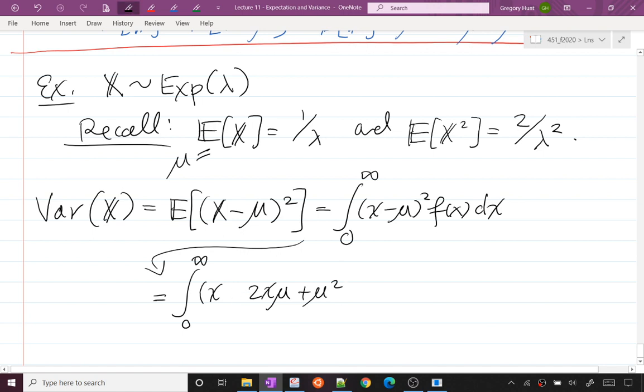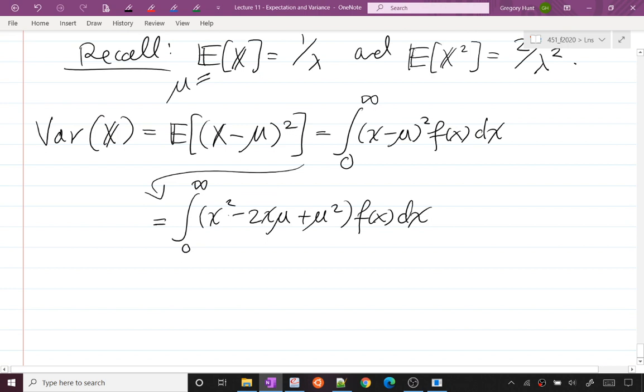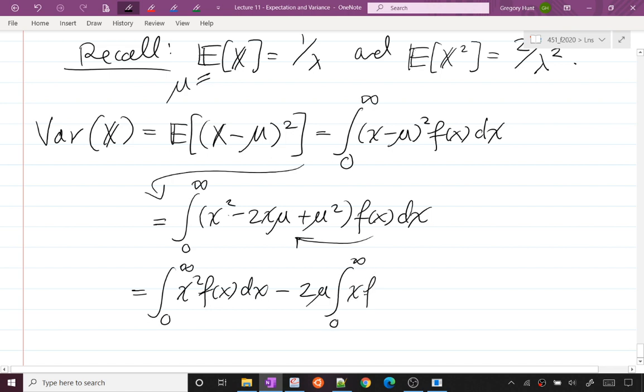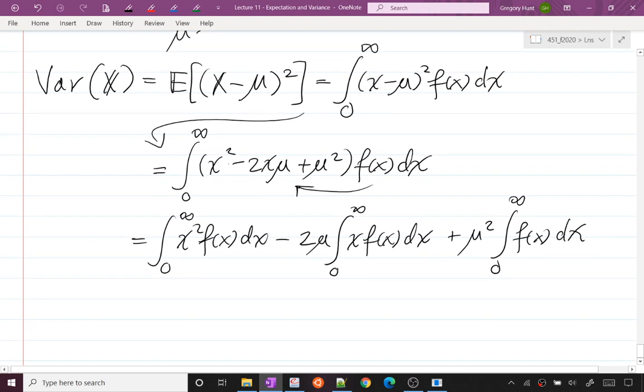I guess that should be a minus 2x mu, right? x squared minus 2x mu plus mu squared times f(x) dx. And then let's distribute my f(x) through. So let's say that's integral. Well, we can break this into a couple of integrals, right? So it's going to be the integral of x squared f(x) dx minus 2 mu times the integral of x f(x) dx plus mu squared times the integral of f(x) dx. So that's just distributing through and using linearity properties of integration.